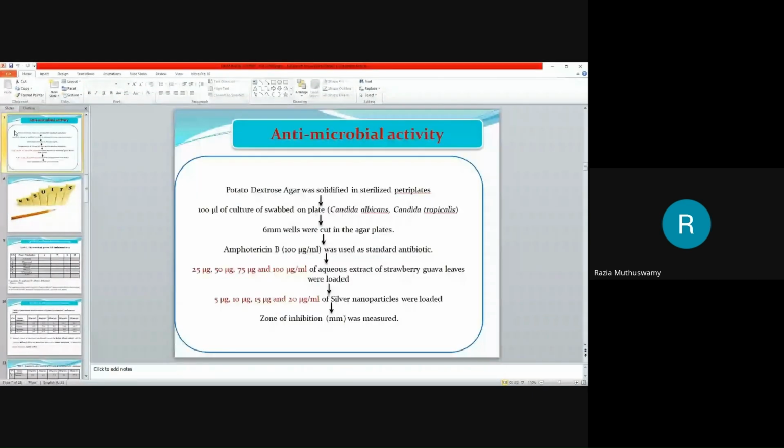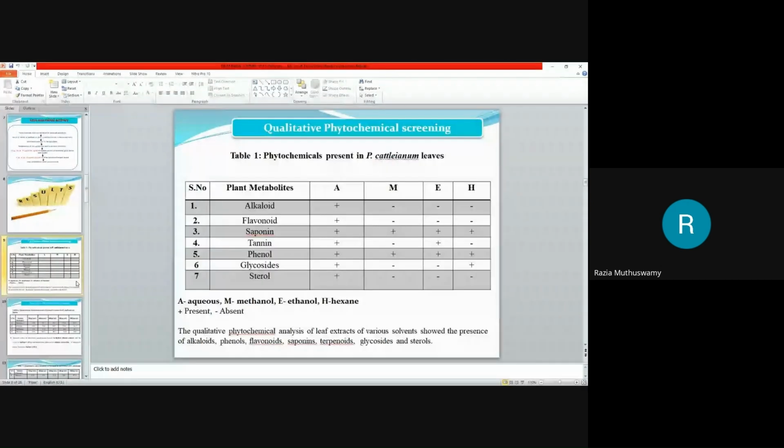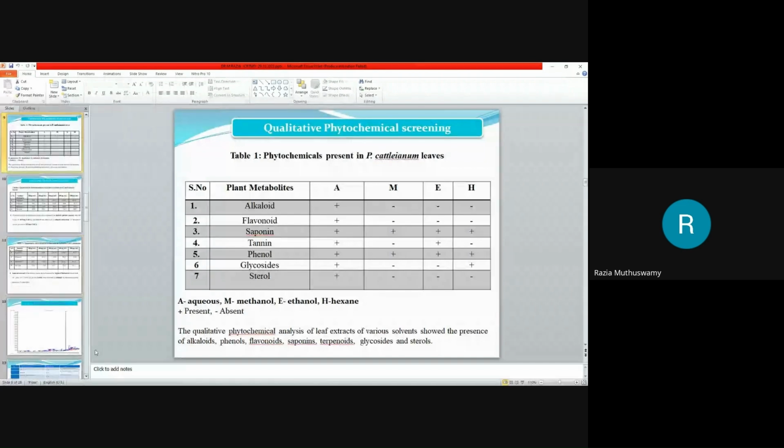So coming to the results. Qualitative phytochemical screening of Psidium cattleianum leaves, that is strawberry guava. The qualitative phytochemical analysis of leaf extracts with various solvents showed the presence of plant metabolites, namely alkaloids, phenols, flavonoids, saponins, terpenoids, glycosides, and sterols.